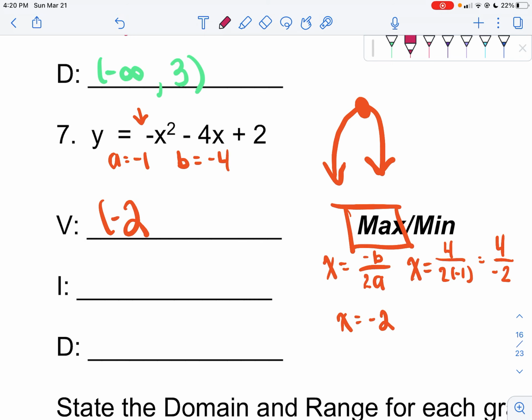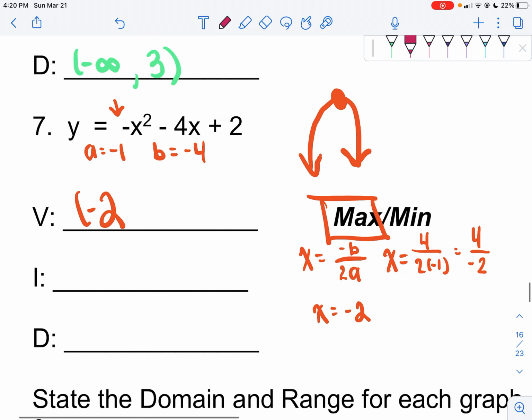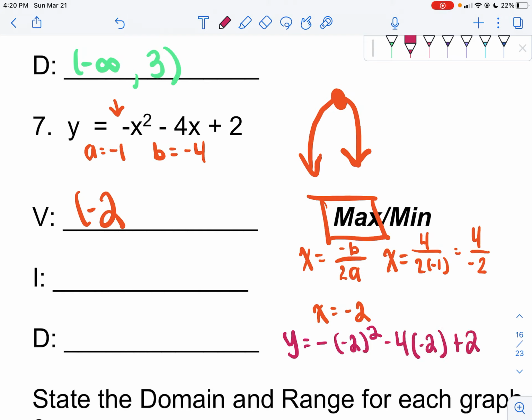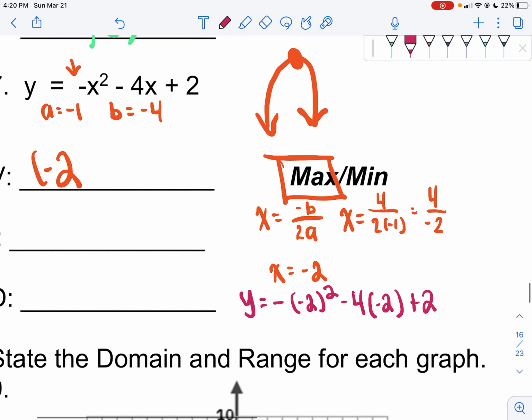Everywhere we see an x, we're going to replace that with negative 2, and I'm going to put it in parentheses. So y equals, that negative 1 is out front, and then I have an x, so in parentheses I'm going to put negative 2, and then squared, minus 4 times negative 2, plus 2.